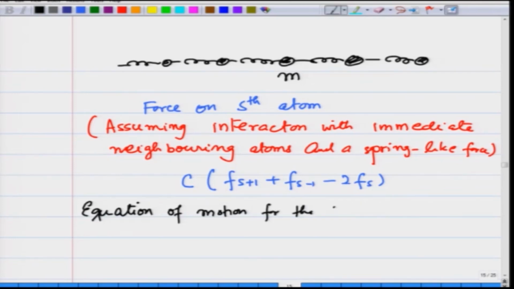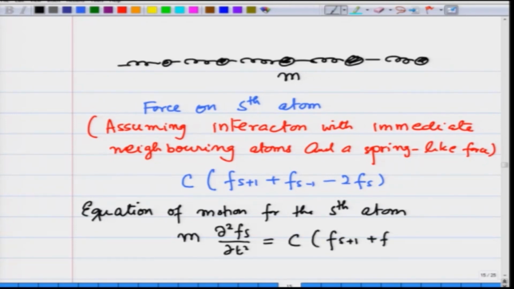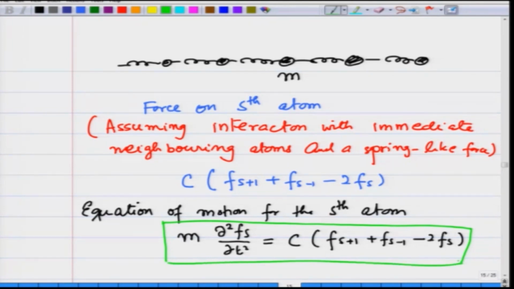for the sth atom will be: mass of the atom times d2 f_s by dt square is equal to C times f_{s+1} plus f_{s-1} minus 2 f_s. Let me box it. And pause for a moment to give you time to go back to the previous lecture and see that when we took the wave equation for the continuous medium for a string or air or whatever and discretized it, just intuitively it gave us exactly the same equation. So, the equation of motion for this sth atom is this, which is the discretized form of the wave equation, right.